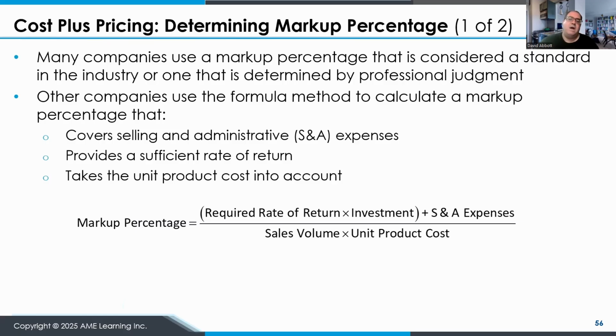Other companies will have a formula that they might use in order to determine the markup percentage, and we want to make sure that it covers the selling and administrative expenses, that it provides a significant rate of return that they want, as well as provides for the cost of the product. So a formula that we might use is the return on investment multiplied by the investment that we put forth, and then add in our selling and administrative expenses, and then divide that over the selling volume multiplied by the product cost.